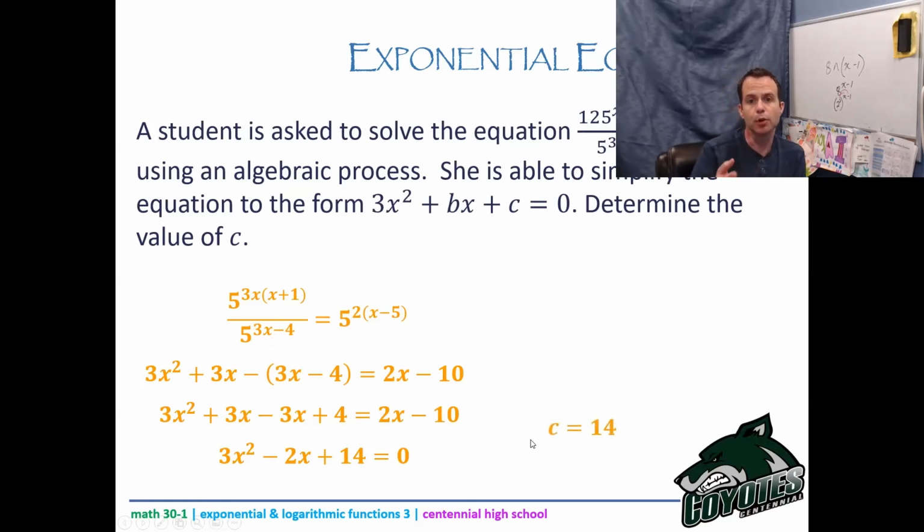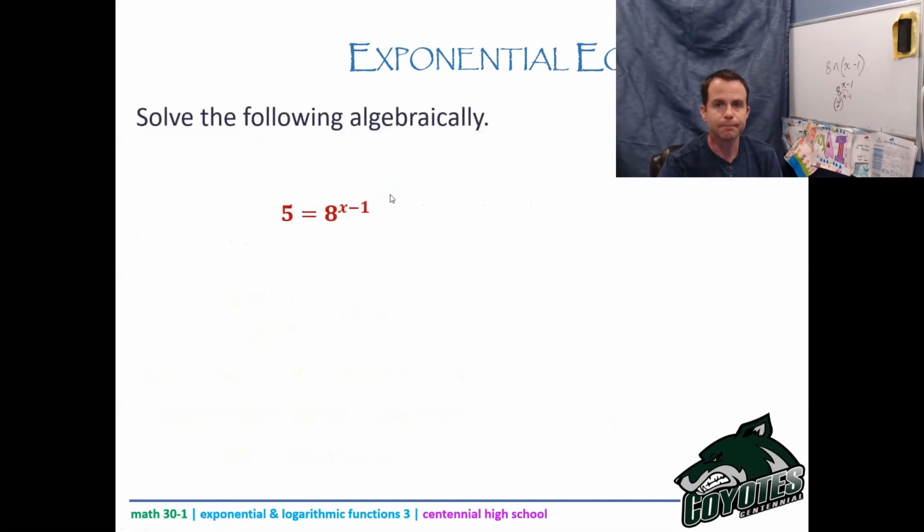On your diploma a couple years ago, this was a multiple choice question. And the one reason I want to warn you of that is because if you had not distributed that negative here, if you had called this negative 3x and then this plus 4, that was actually one of the distractors. So you have to be really, really careful about that. Okay, solve the following algebraically.